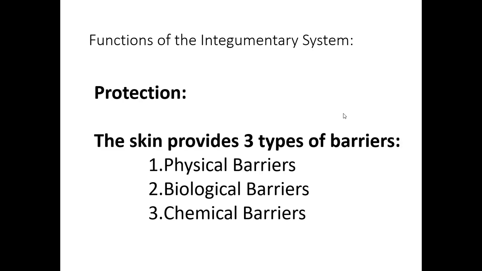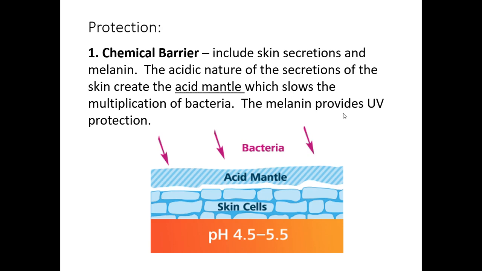As we look at protection, we're going to look at 3 skin barriers that aid in the protection of our bodies. First, we have the chemical barrier. On your guided notes, it begins with the physical barrier. If you'll just skip over to your next page so that you can see the chemical information. Chemical barriers include skin secretions and melanin. The acidic nature of the secretions of the skin create an acidic mantle, which slows the multiplication of bacteria present on the skin. And then the melanin also provides protection from UV.